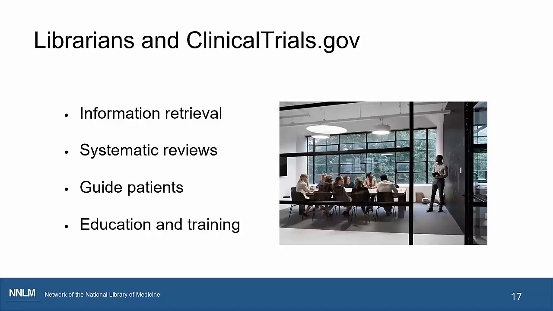So what about librarians? Well, librarians can use ClinicalTrials.gov in a variety of ways to support all three user groups. They can be their organization's ClinicalTrials.gov search expert with the skills to retrieve trials by condition, location, or phase, identify unpublished research for the inclusion in a systematic review, guide patients and caregivers in understanding trials related to their condition, and conduct training sessions for researchers, students, and clinicians on how to effectively use ClinicalTrials.gov and interpret trial results.